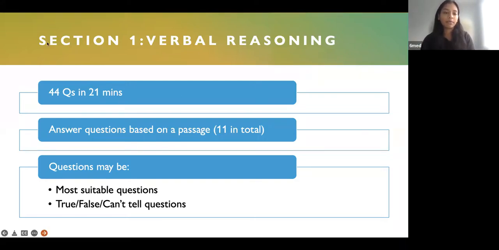So as I said before, you have 44 questions to do in 21 minutes. You get 11 passages in total, and for each passage you have 4 questions, so 44 questions in total. The structure of the questions: they can be most suitable questions, where you get given a statement and have to say what the most suitable answer is, so you match the statement to the answer.